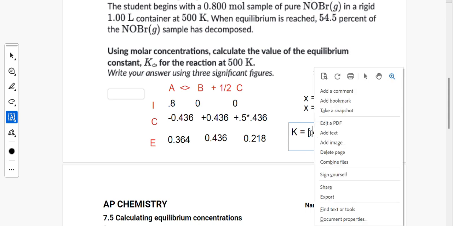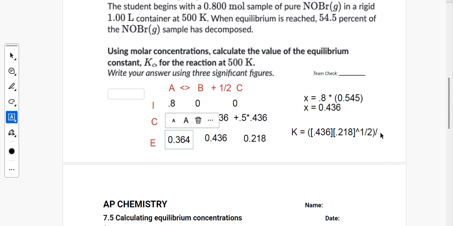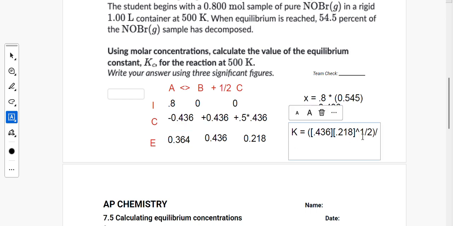And that's an interesting thing right there. And that's all going to be divided by, this is annoying, I'm going to have to use this notation to show you guys. So all that is going to be divided by, and I'll write it on the next line down so that it's a little bit more clear. Products divided by reactants, 0.364. Okay. So that is how I'm going to get my K value.